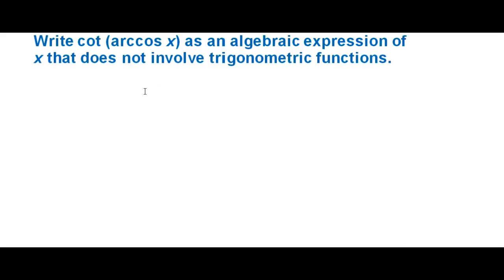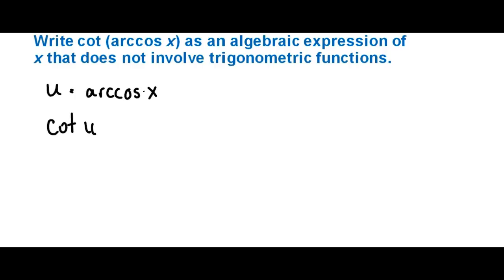So this example is going to be very similar to the last example, only now we're looking at an algebraic expression of x rather than a number. So again, we're going to set our u equal to what's inside the parentheses, which is arc cosine of x. So therefore, we're trying to find cotangent of u.